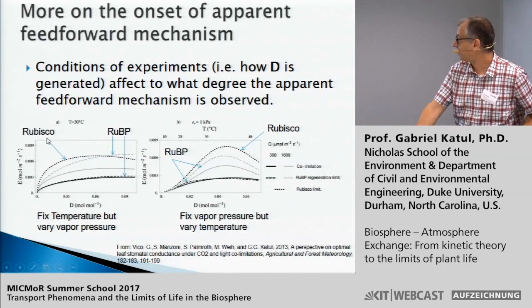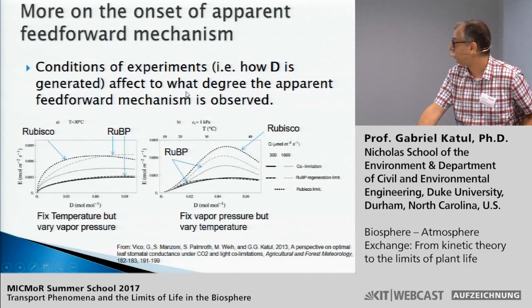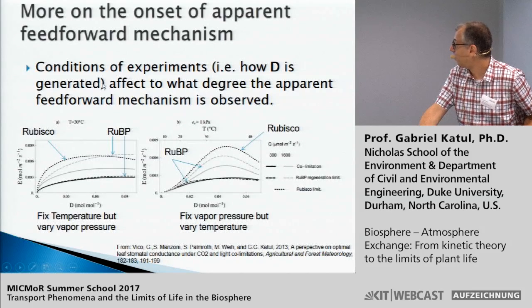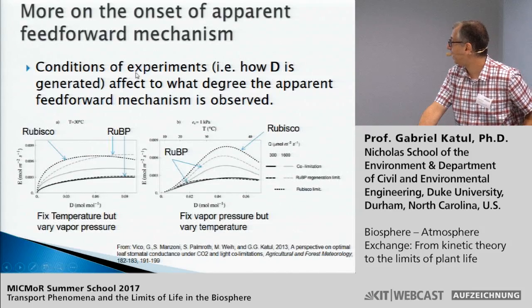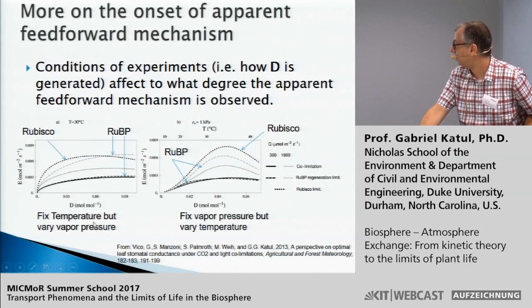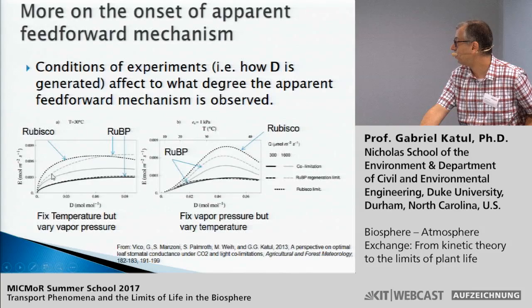Now, the more interesting one actually comes about from whether the apparent feed-forward mechanism is somehow connected to temperature responses. And this is basically work that Giulia Vico did in 2013, primarily to address whether the apparent feed-forward mechanism is consistent with the full optimality solution. And what she did is she plotted from the optimality solutions with no assumptions the transpiration rate as a function of vapor pressure deficit for Rubisco limitations, where she saw actually a little bit of an apparent feed-forward mechanism, and for RUBP regeneration, which she could show theoretically that the apparent feed-forward mechanism cannot exist.